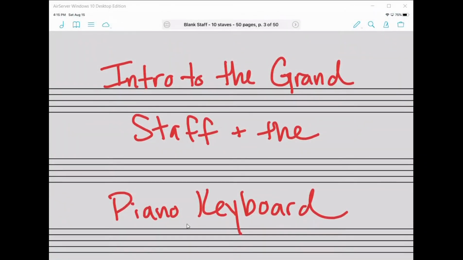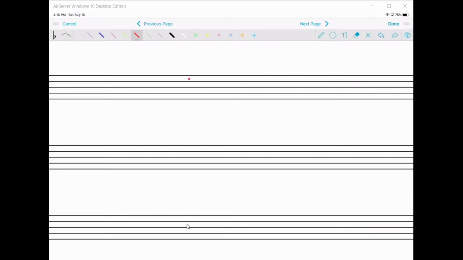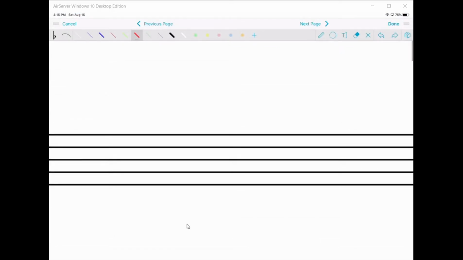Let's take a look at the staff. So I'm going to clear the page here. Let's begin with the treble clef. Let's turn my pen on. There we go. So here we are. Here's our treble clef. With the treble clef, you can see our staff consists of 5 lines, and we count them from the bottom. 1, 2, 3, 4, 5.